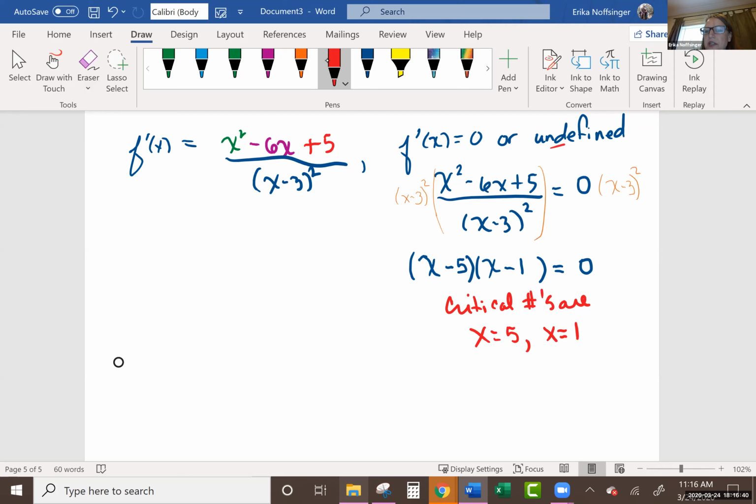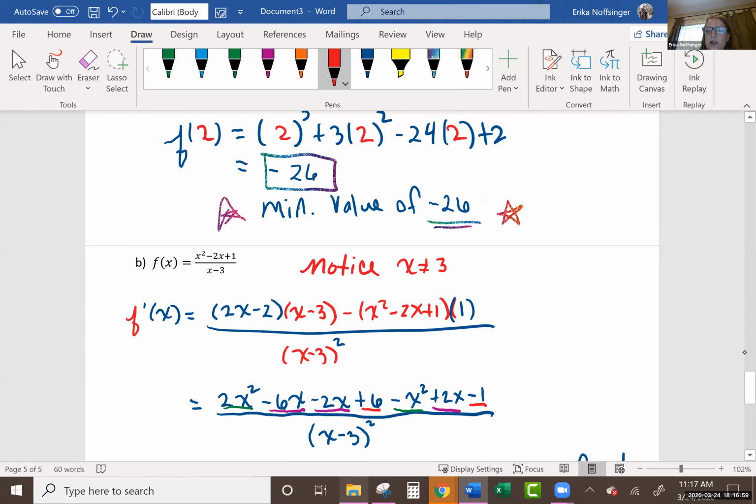But we also have to look at when is this undefined. So x minus 3 can't equal 0. Can't have 0 in the denominator. So x can't be 3. So that's also considered a critical number.